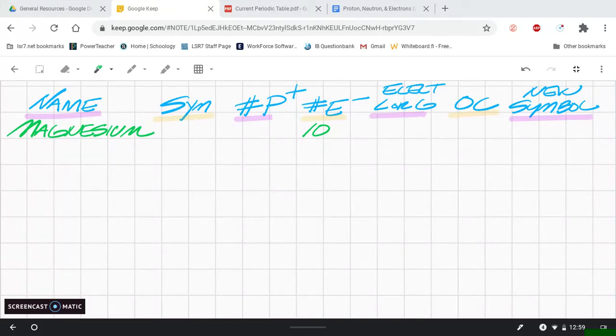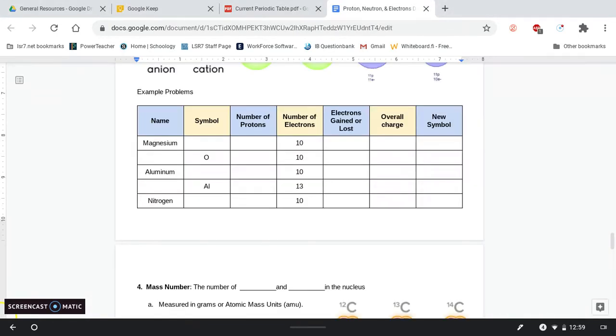All right, guys, here we go. You can see I've got this Google Keep up. That's what we're going to be looking at for this example. So we should be on this table right here.